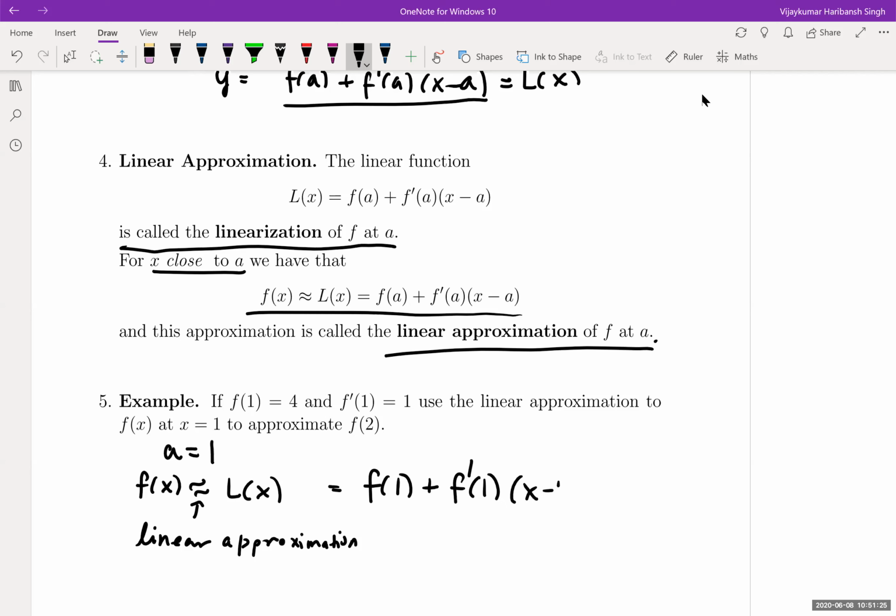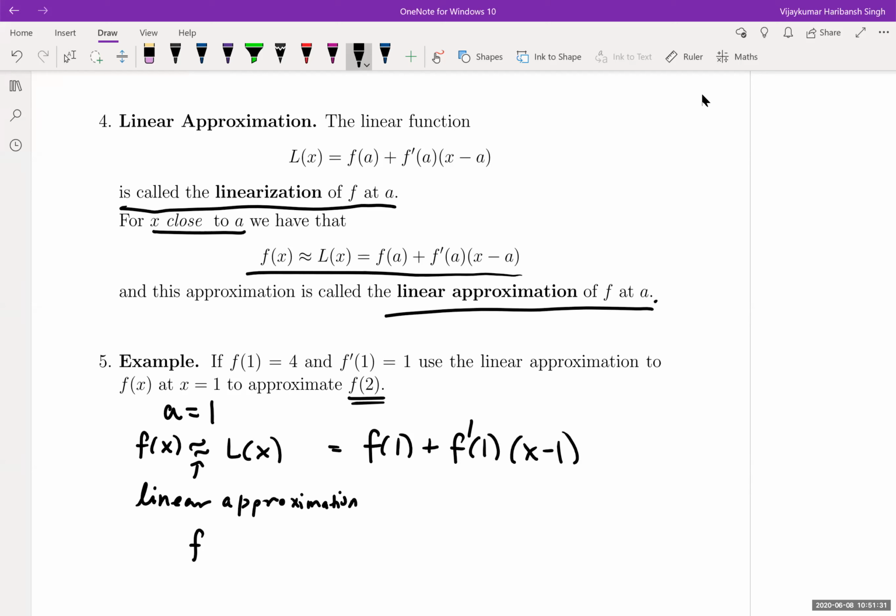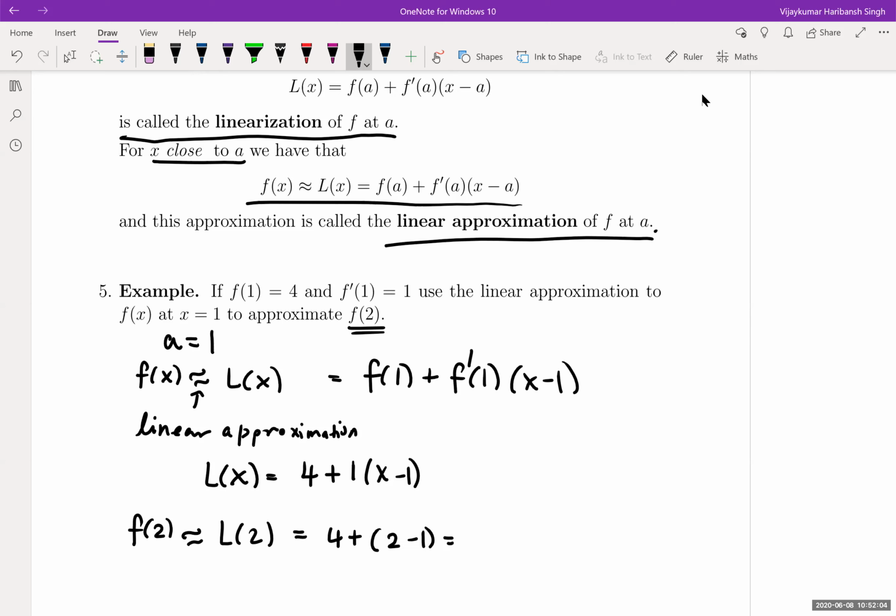Now, what do we get? We want to find f of 2, so let's first find L of x. L of x is going to be f of 1, which is 4, plus f prime of 1, which is 1, times x minus 1, which remains as it is. So you get 4 plus x minus 1. Now what is your f of 2? Your f of 2 is roughly equal to L of 2, which is 4 plus 2 minus 1, which is 5. Thus f of 2 is roughly equal to 5.